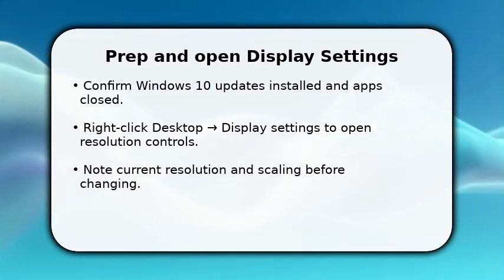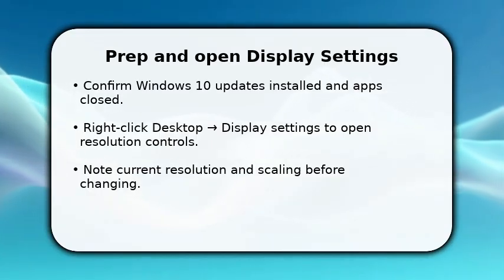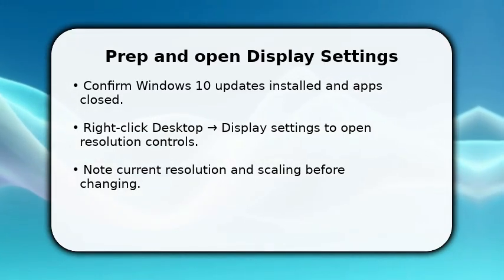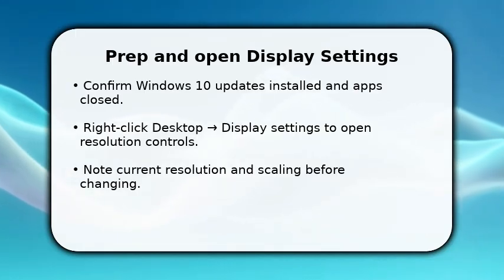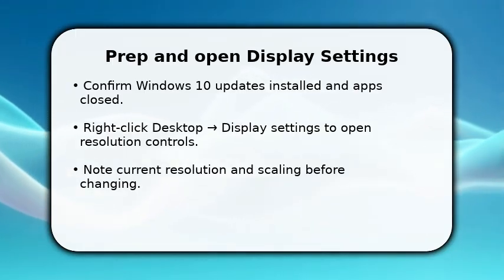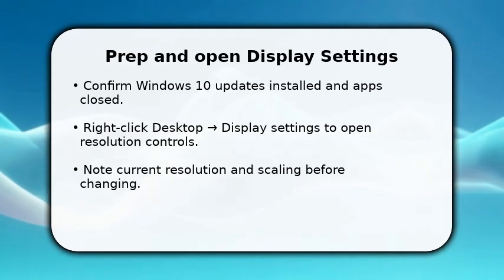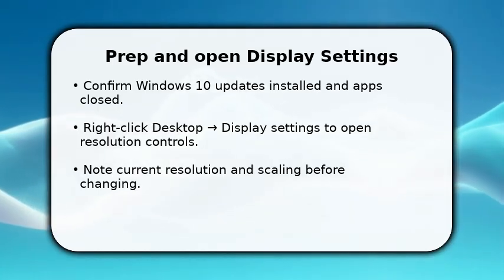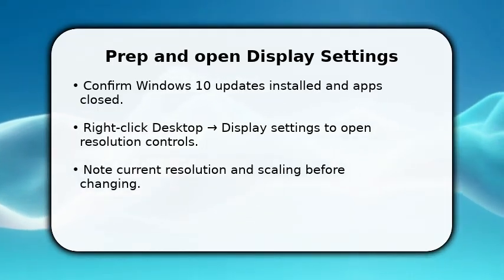You start by making sure critical updates are installed and any full-screen apps are closed so settings apply cleanly. Once done, right-click the desktop and choose Display Settings to access resolution and scale options. This prevents conflicts. Make a quick note of the current resolution and scale so you can revert if needed.